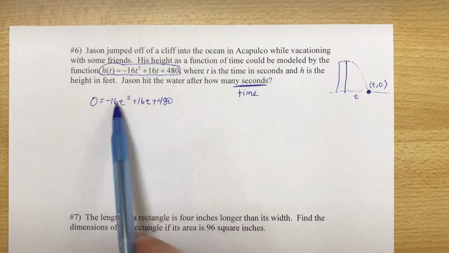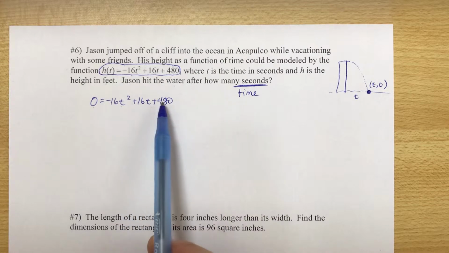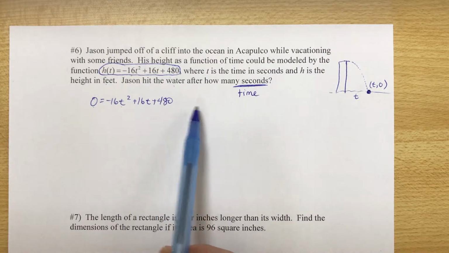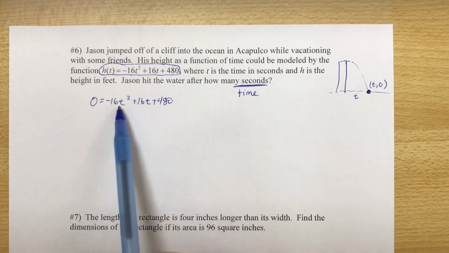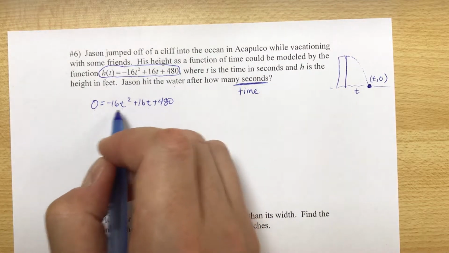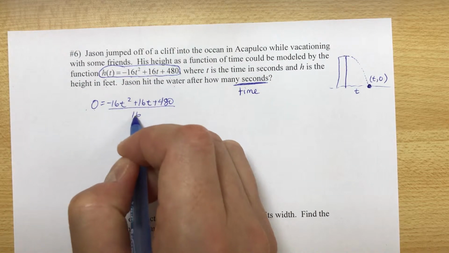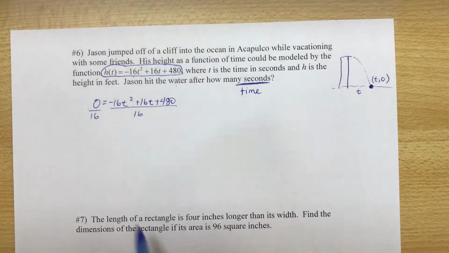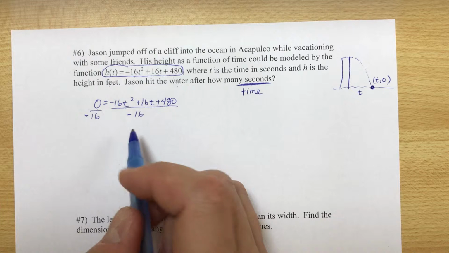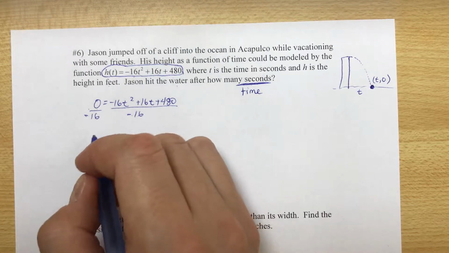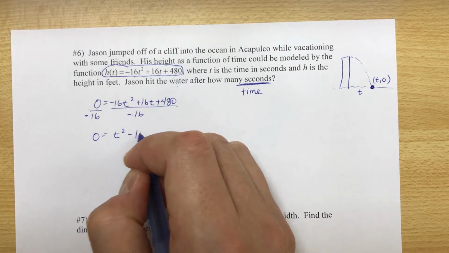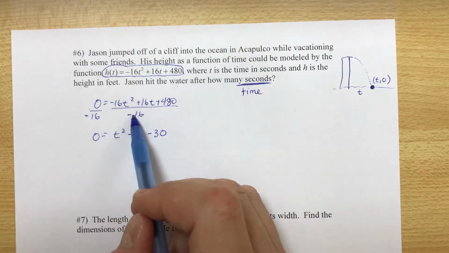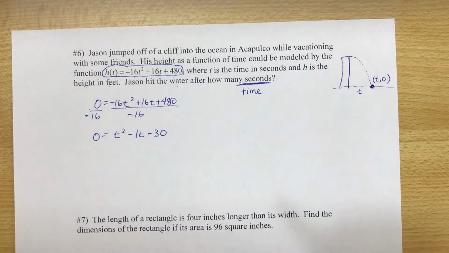Now, before I start factoring, I know that the lead coefficient is greater than 1, so I can multiply those together and try to come up with my correct combination of factor pairs. But before that, I noticed that all three of these numbers are divisible by 16. So what I'm going to do is take both sides of the equation and divide by 16. I'm going to make this simpler. And actually, I'll divide by negative 16 because that will then make this positive. So we get 0 equals 1t squared minus 1t minus 30. Each number gets divided by negative 16.